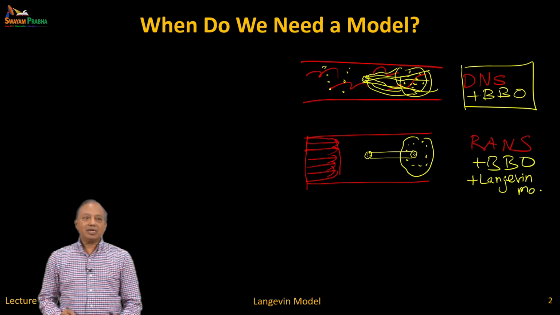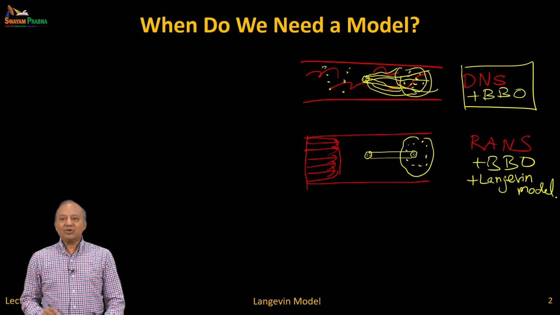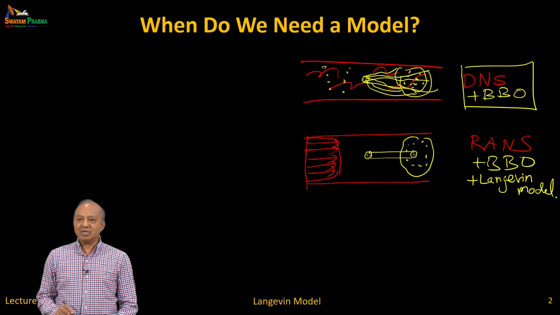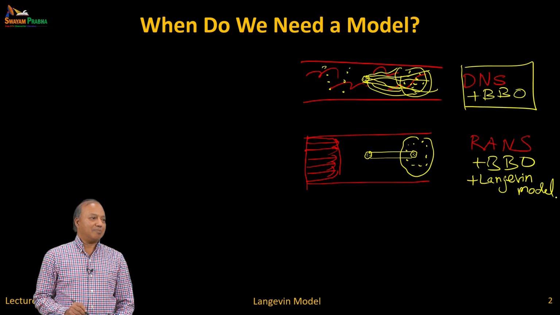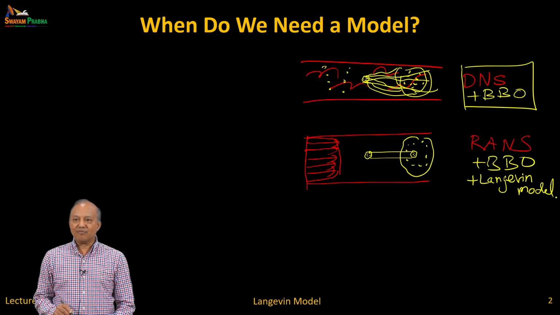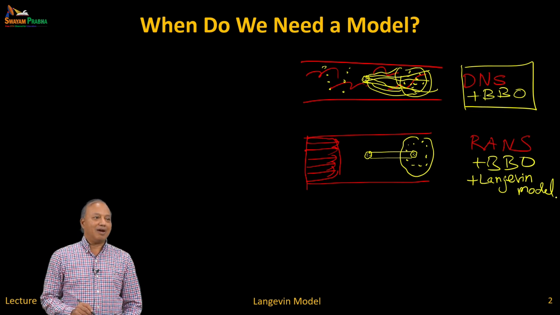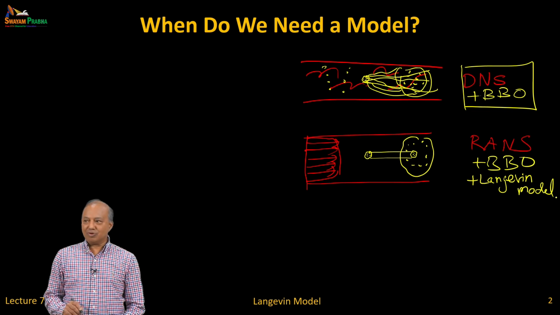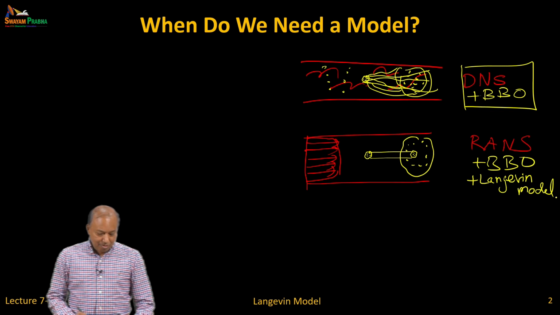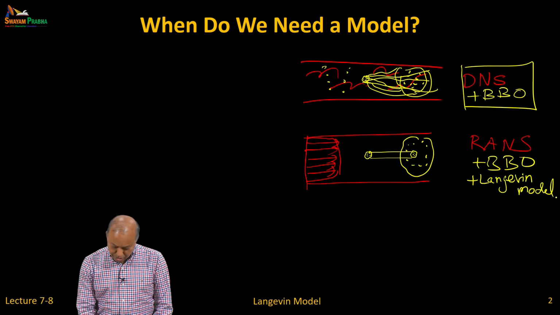So what the Langevin model does is it tries to account for the effect of turbulence using random numbers in some sense. It tries to create pseudo turbulence for you, turbulence that you have not calculated, it will try to account for.